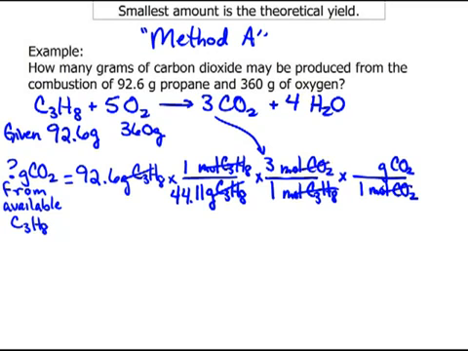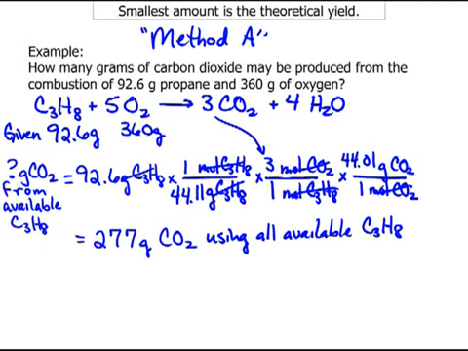Grams of CO2, let's see, O2 is 32 plus 12.01, so that's 44.01 grams per mole of CO2. When I punch that into my calculator, I will get 297, to the correct sig figs, grams of CO2. Correction, I don't get that. I get 277. I need to check my calculator work. And that's if I use all of the available C3H8. Great. Now let's do it again for the other reactant.